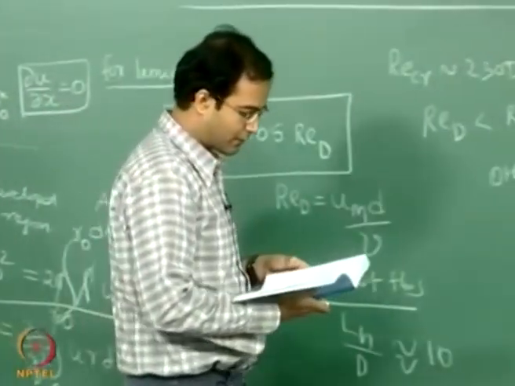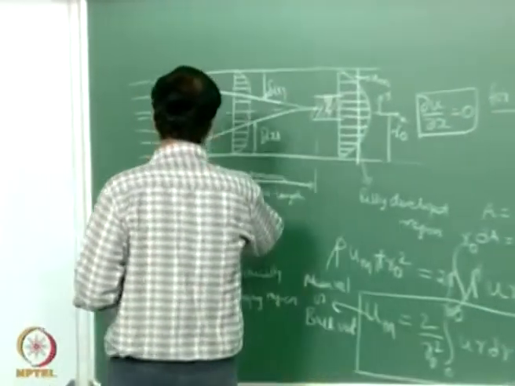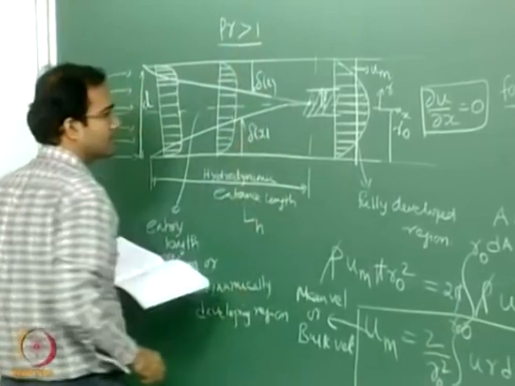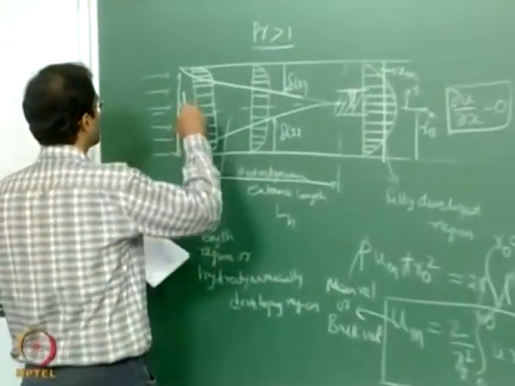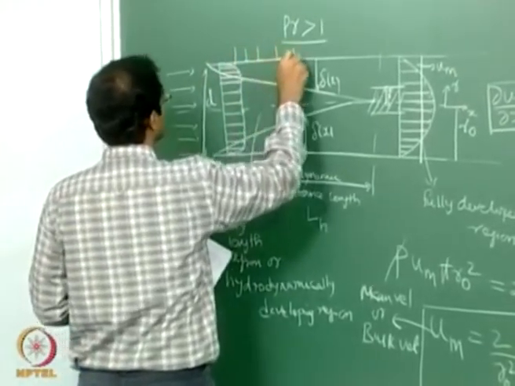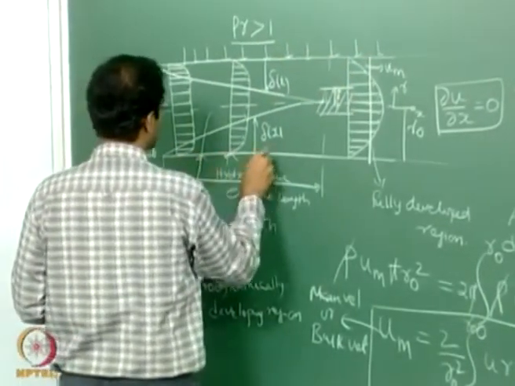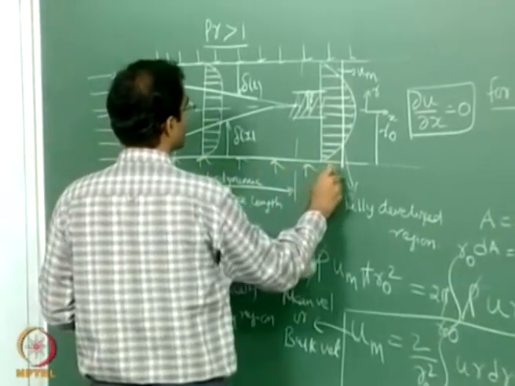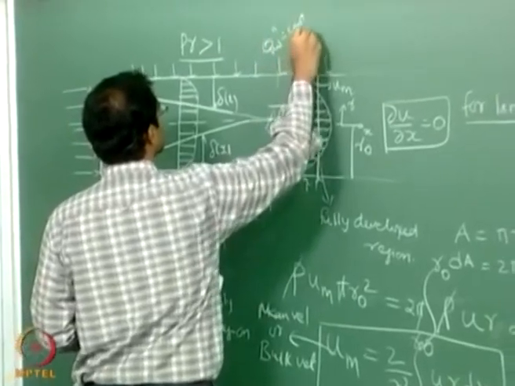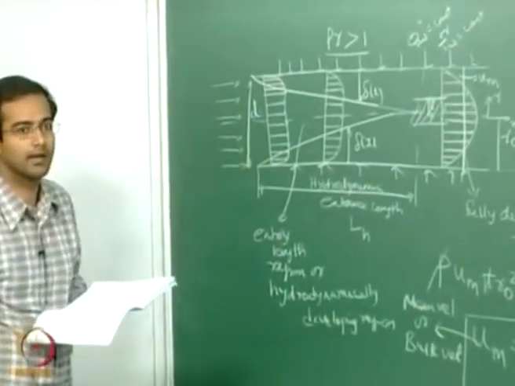Now, associated with the flow, we can also have heat transfer. In the case of heat transfer, suppose I take a case where I have Prandtl number greater than 1. Suppose I apply either a uniform heat flux or a uniform temperature to the duct walls, so either q wall or T wall, in either of these cases.